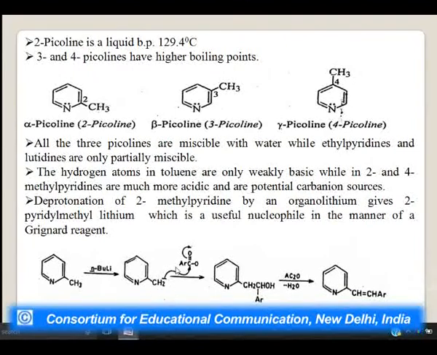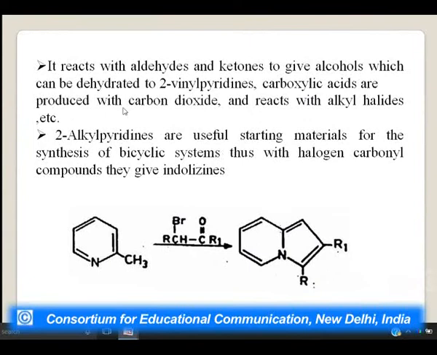It is also called a nucleophile and it attacks this carbonyl carbon, as we are aware that carbonyl carbon has a tendency of forming an electrophile because of the electron withdrawing nature of oxygen. And you can see this kind of addition product followed by hydrolysis, you will get this kind of product. It reacts with aldehydes and ketones to give alcohols which can be dehydrated to vinyl pyridines, carboxylic acids are produced with carbon dioxide and it reacts with alkyl halides, etc.